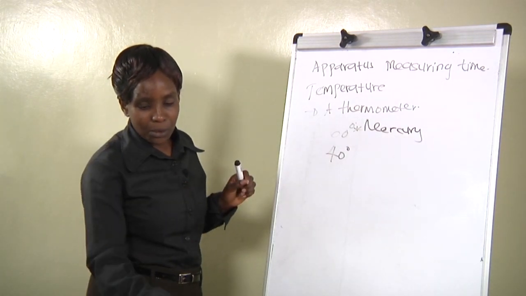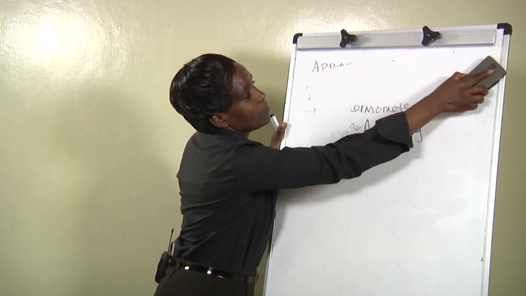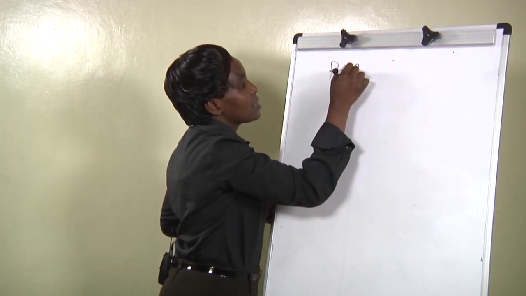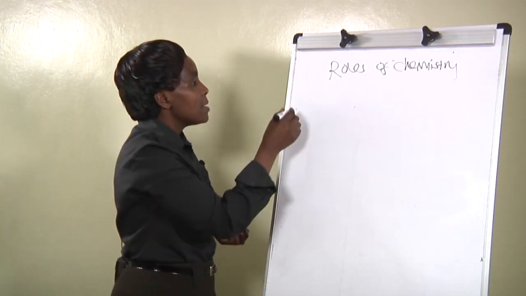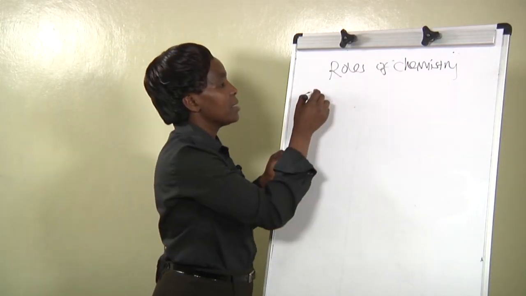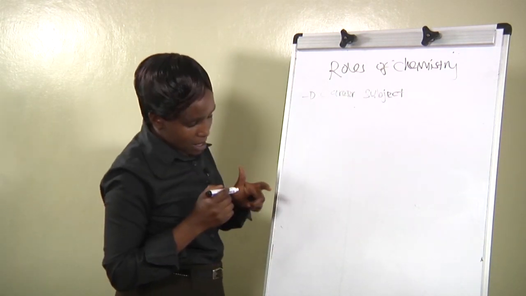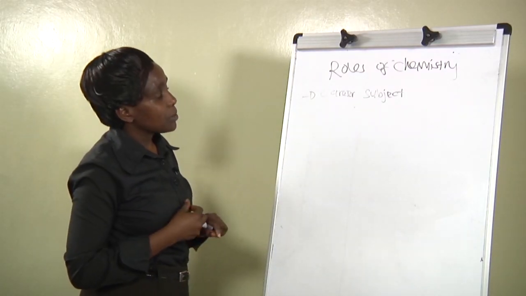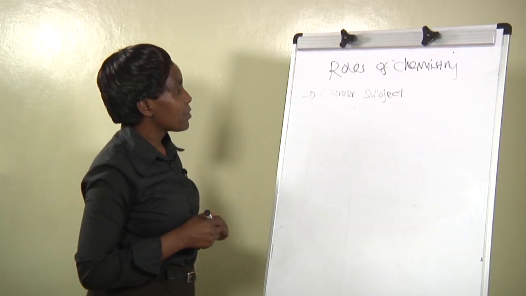Now, just to summarize what you have done today, you have seen very few things. One is the roles of chemistry. I have given a few, but I have said that the list is endless. You can have so many other uses. One, we have said it is a career subject. You can become an engineer. You can also become a doctor. You can also become a technician. You can also become a pharmacist, and so forth, even a teacher.